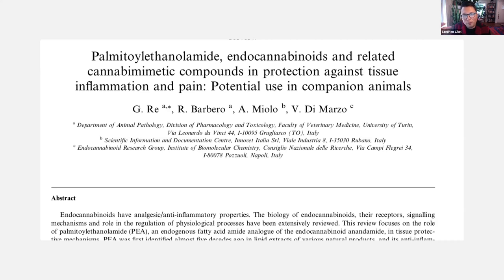We have a really great paper in dogs specifically looking at PEA levels with endocannabinoid levels in the synovial fluid of dogs with arthritis, and showing that the entourage effect isn't just this woo-woo thing that all these cannabis people are talking about. This is a naturally occurring process within our own physiology as well.